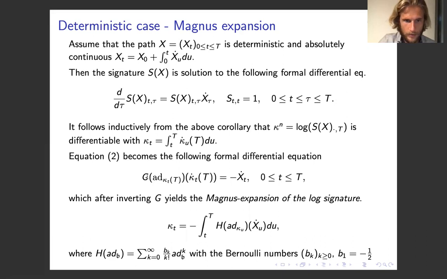So now this functional g can be inverted, and what we obtain is the Magnus expansion of the log signature, where this functional h is the inverse of g, and is given by this power series with the coefficients being the Bernoulli numbers.